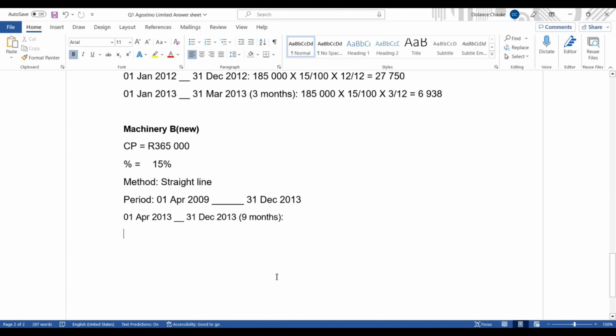So now we have determined the cost price, the percentage, the period, and the method. Now let's go and calculate depreciation for the new machine, right? It's going to be cost price 365, but following that method, you remember, we multiply by the percentage given, which is 15 over 100, multiplied by 9 over 12. Then how much is the depreciation?